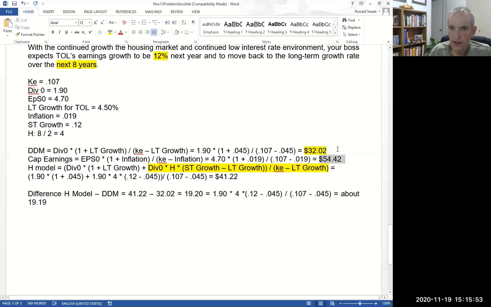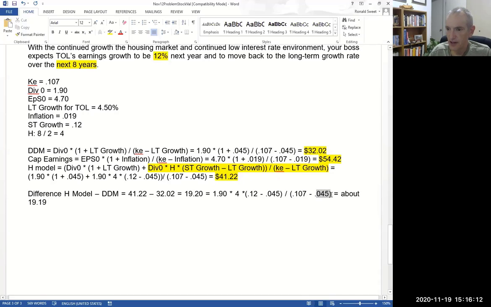32.02, 54.42, and make sure you show all of your work on the exam. If you do not show your work on the exam, I give 0 credit for math errors because I don't know what math error you made. So write out the formulas, put everything into the formula. I mean, it's all there. Just make sure you write it all out so you don't have an error.